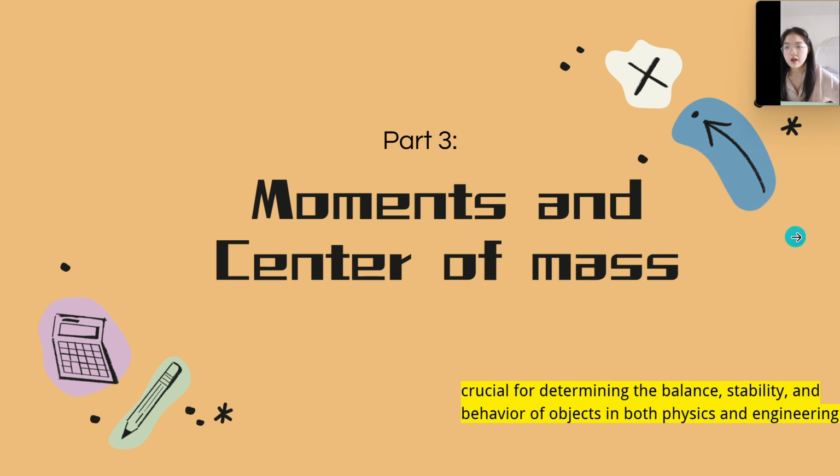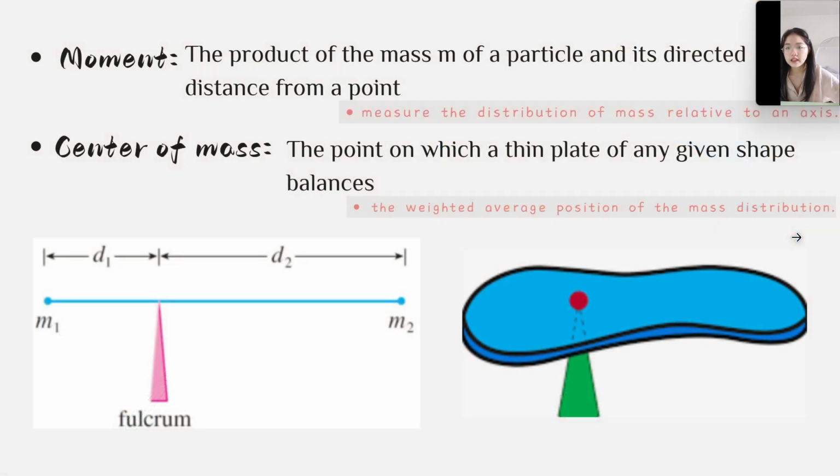Moment is the product of the mass of a particle and its directed distance from a point. The moment measures the distribution of mass relative to an axis. The center of mass is the point on which a thin plate of any given shape balances. It is the weighted average position of the mass distribution.